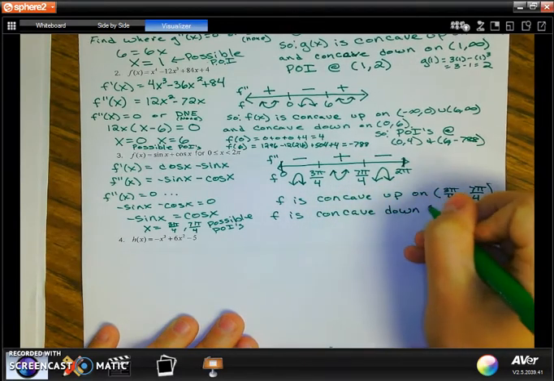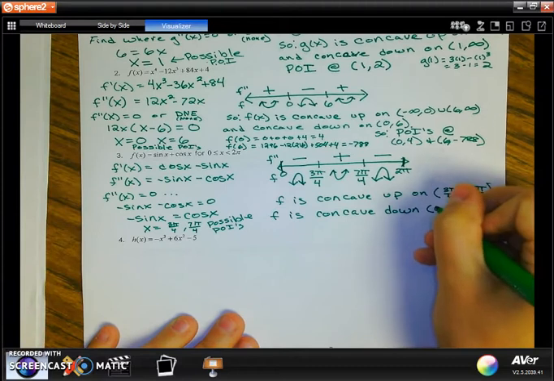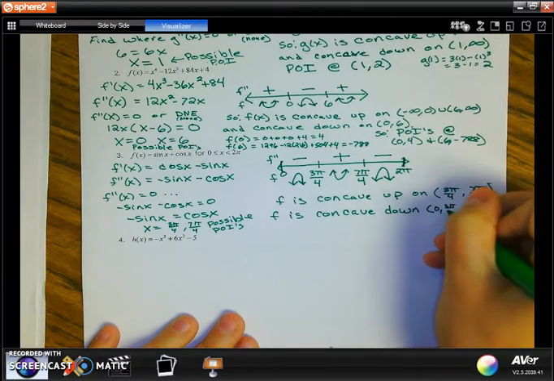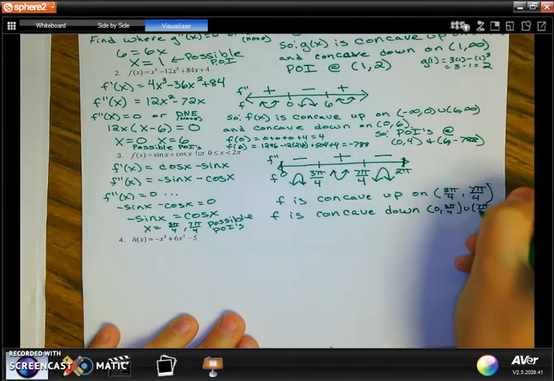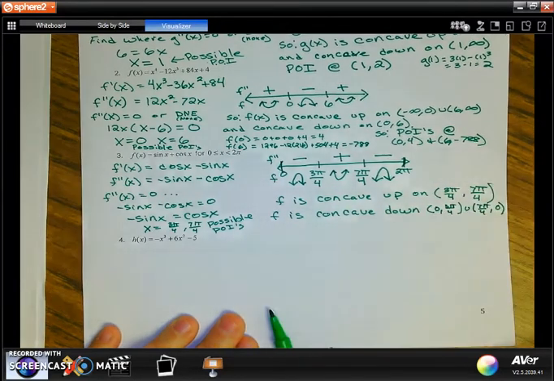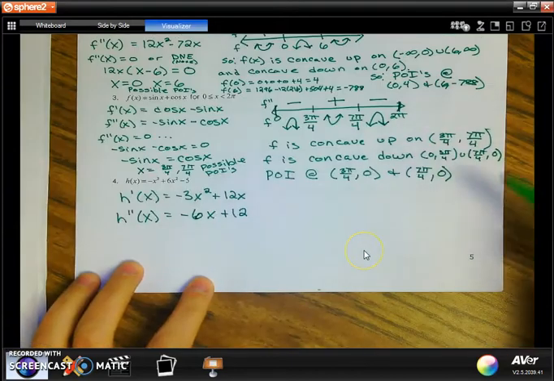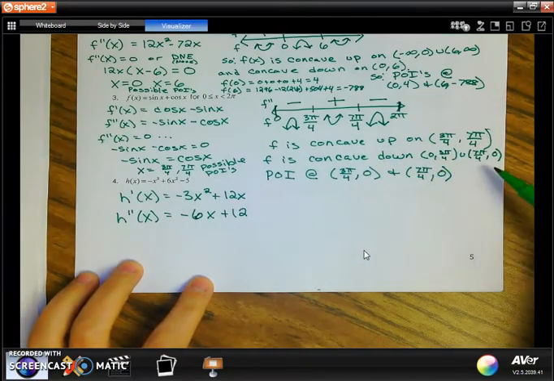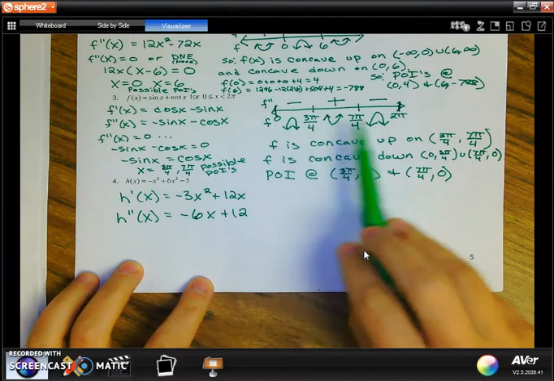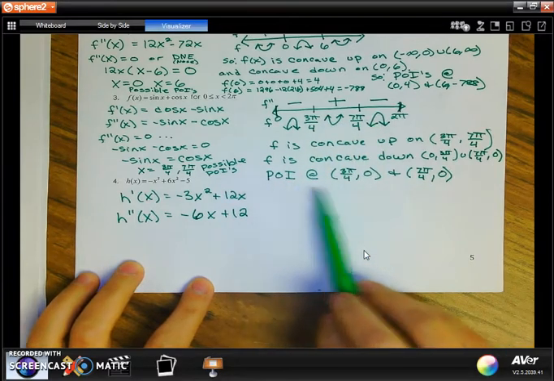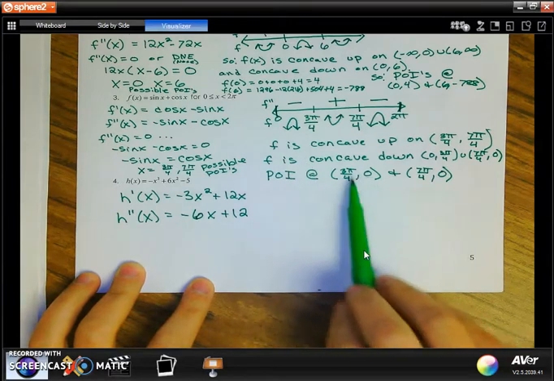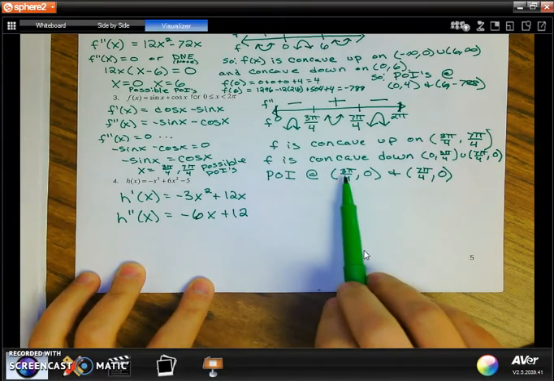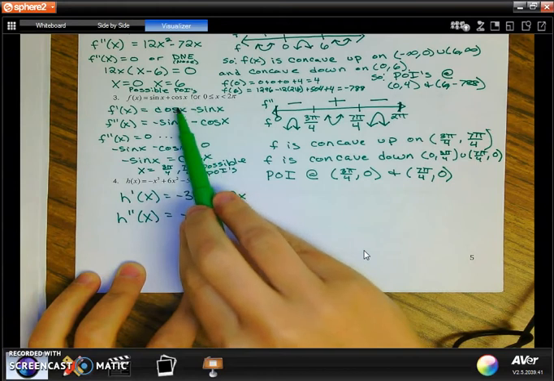And then I'm going to have to do a union on these two because there's going to be two. From 0 to 3 pi over 4, union 7 pi over 4 to 0. Okay, so I can conclude where it's concave up and concave down. And since the concavity did switch, those are indeed points of inflection. So I have a point of inflection at 3 pi over 4, 0. And again, that y value is obtained by taking this x value and plugging it into the original.